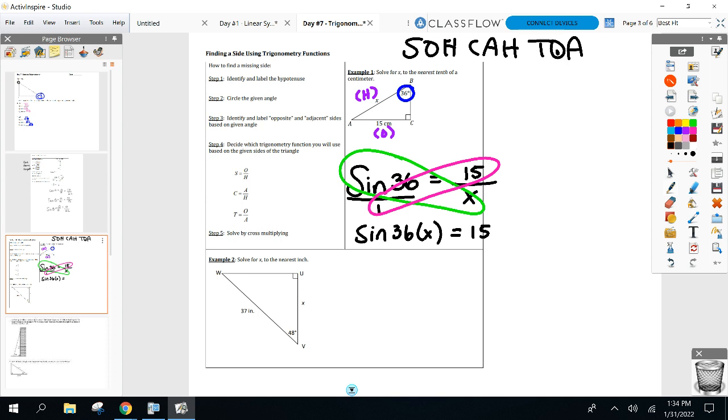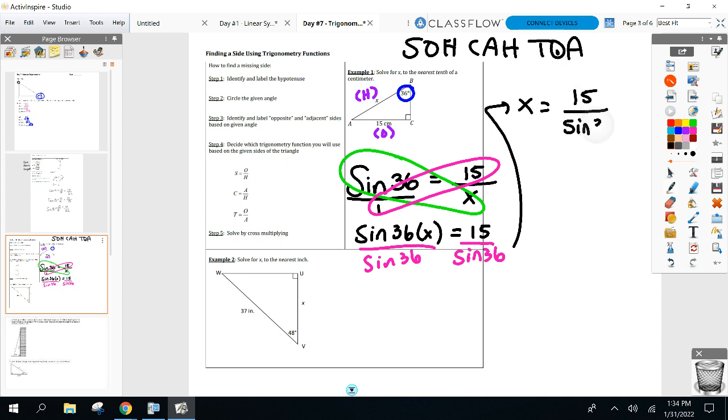We're solving for x. How do you think I get sine of 36 out of there? Yeah, divide it out. Stay with me. Divide by the sine of 36. So x is going to be equal to whatever 15 divided by the sine of 36 is. And good news, this is all calculator now.